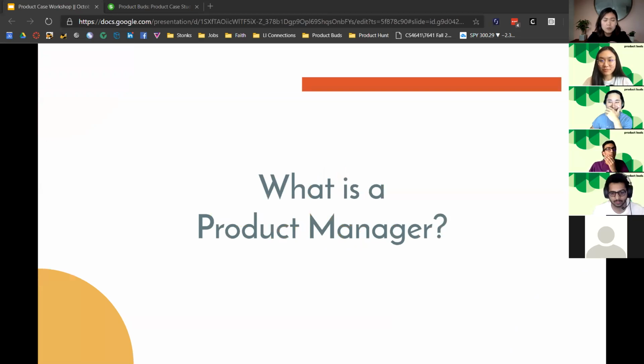So can people type in the chat what they think a PM does? Collaboration, yeah, that's a great one. Anyone else? Empathize, yes. Stakeholder management is a definite yes. Business and tech, creativity, brainstorming, user advocate. These are all really, really great. Okay, so let's ask the next question.